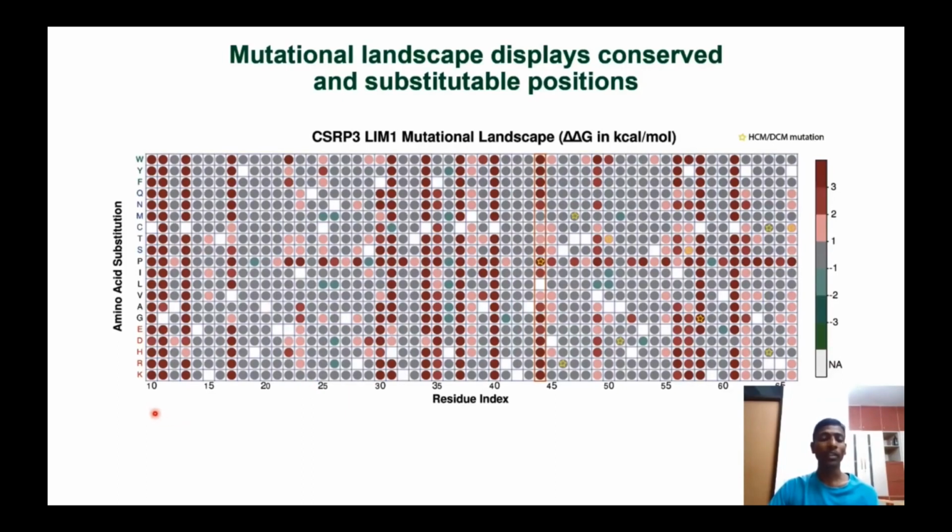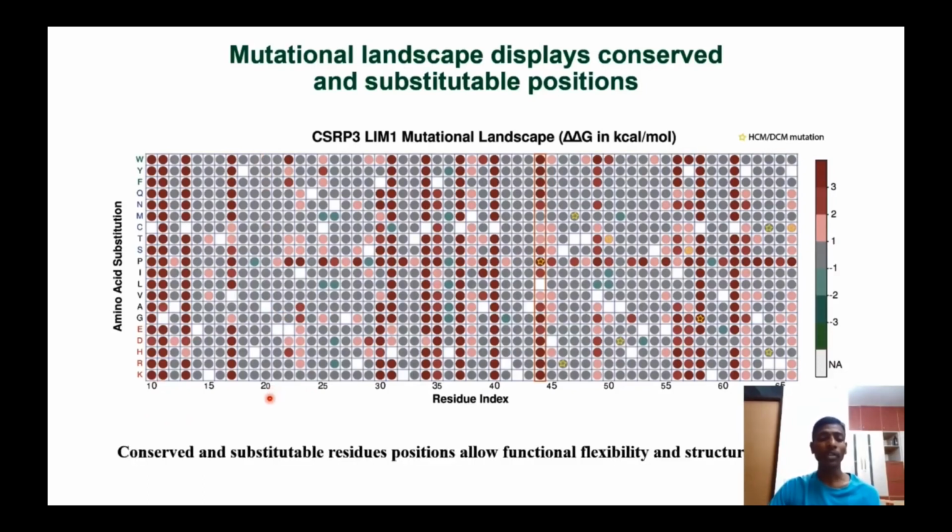And this map showed that clearly there are positions which are intolerant to any substitution. At the same time, there are positions which can accept any substitution and don't affect the structure. To validate this map, we selected the 44th position, where you can see that all the amino acid substitutions are destabilizing, marked as red, except the methionine one. And previously, we had found that there is a disease-causing mutation, leucine to proline substitution, at the 44th position, which is marked with the star.